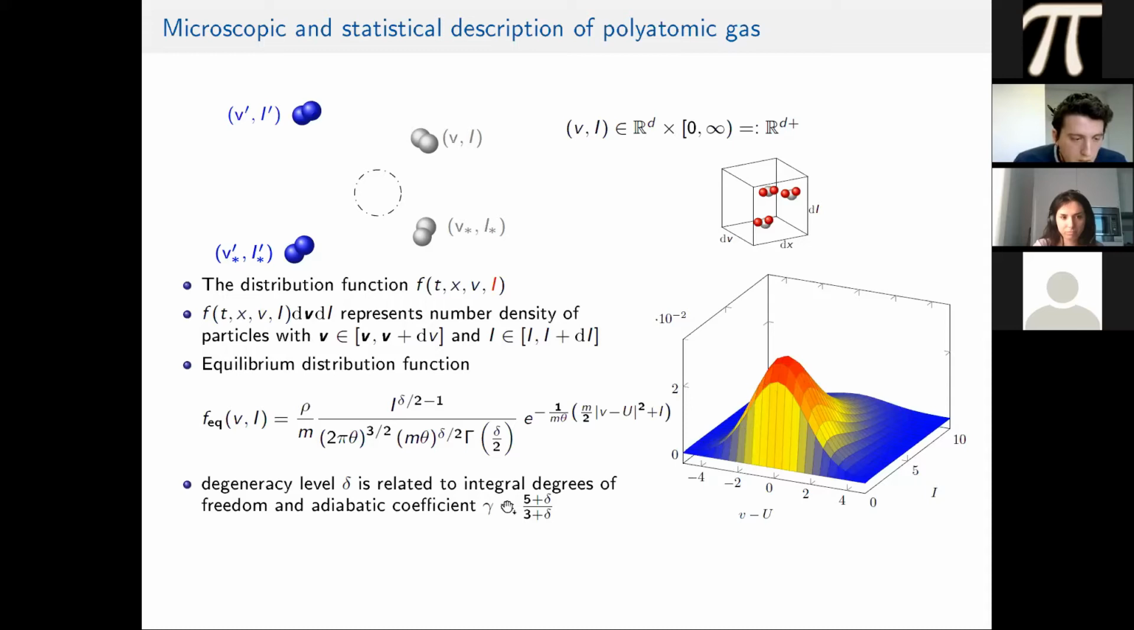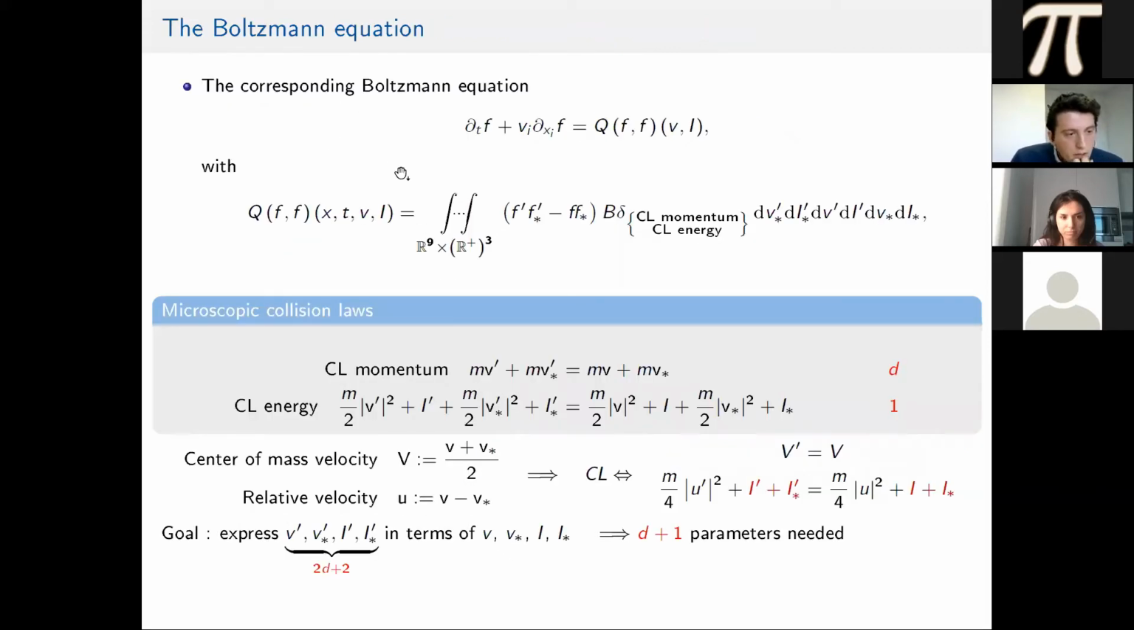And here you can notice there is also one parameter called delta, and delta is related to the degrees of freedom of the molecule. So it depends on what the structure of your molecules is. This delta is related to that, and it can also be related to the adiabatic coefficient. And again, to model polyatomic gases, we will use our favorite and main tool, the Boltzmann equation.